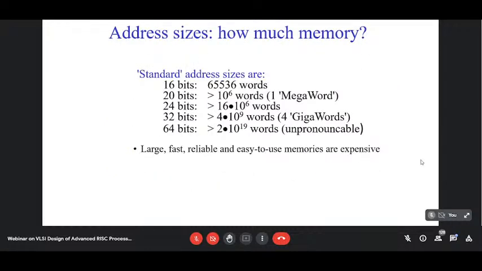So 16 bits means 2 to the 16, that many words. 20 bits means 2 to the 20. 2 to the 20 means 10 to the 6 words.